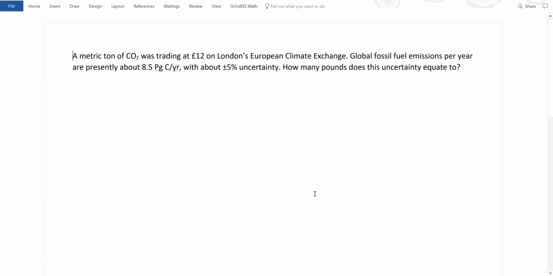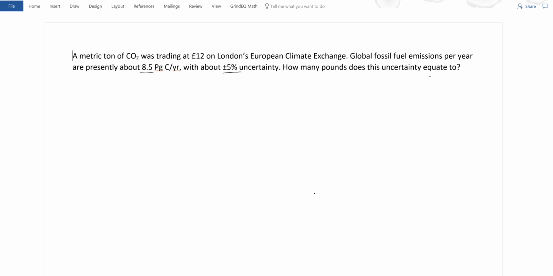Okay, so this question says a metric ton of carbon dioxide was trading at £12 on London's European Climate Exchange. Global fossil fuel emissions per year are presently about 8.5 petagrams of carbon per year, with about plus or minus 5% uncertainty. How many pounds does this uncertainty equate to? So first of all, I need to work out what 5% of 8.5 is.